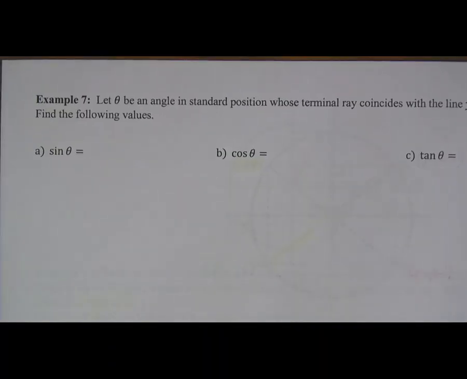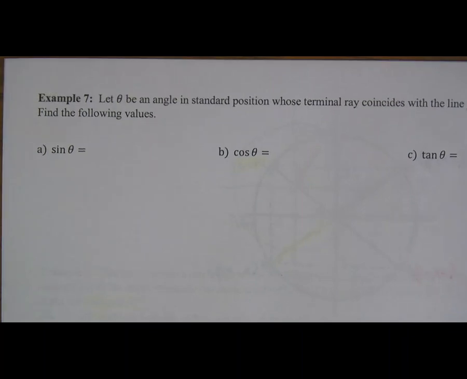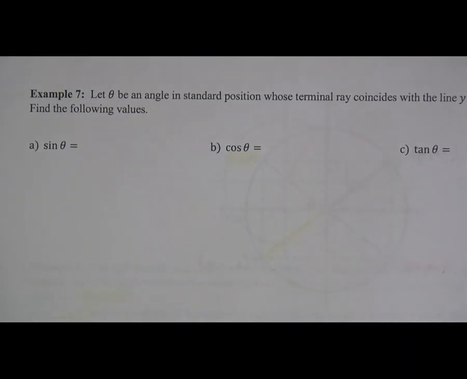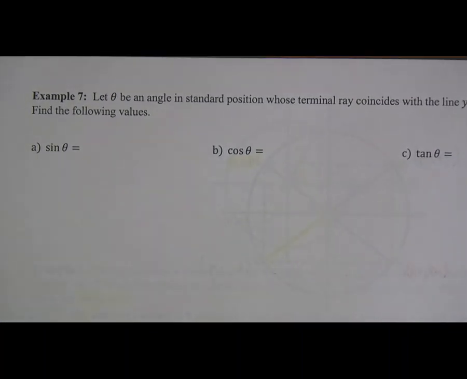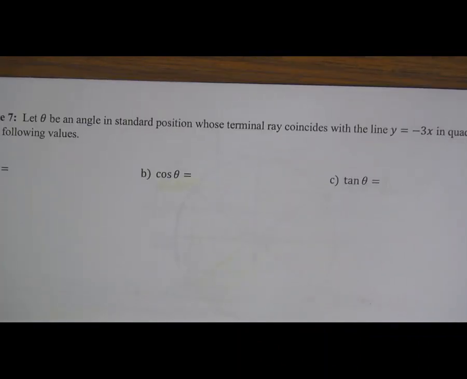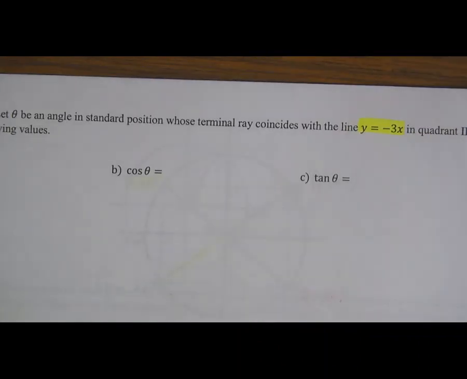Don't worry, it's not like we have to fill all of this space with our work, but we are going to draw a picture, which is why I left this whole space for you to use if you need it. It says, let theta be an angle in standard position whose terminal ray coincides with this line. Typically, the problems we've been looking at, we've just been looking at the ordered pair. So it coincides with this line, and it tells us in quadrant 2.